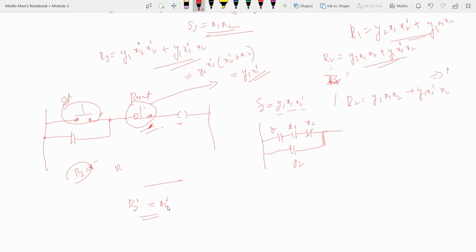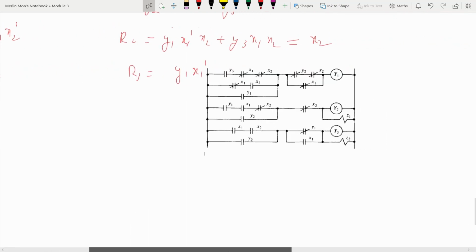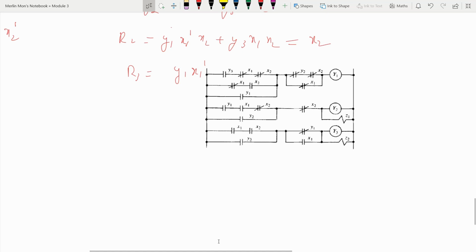Now corresponding to R2 complement, we will connect this x2 in series with this. This will be our output y2. So thus we have successfully implemented one of the flip-flops. We will have to find everything. I have copied the final ladder logic from the PDF here. So this will be the final ladder logic. Let's verify everything.